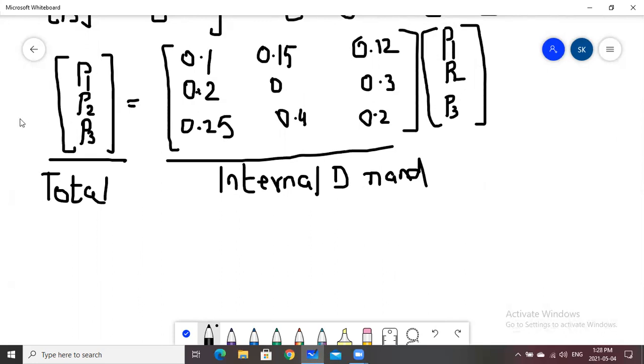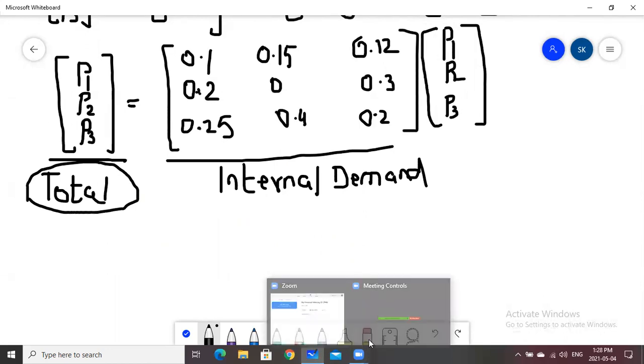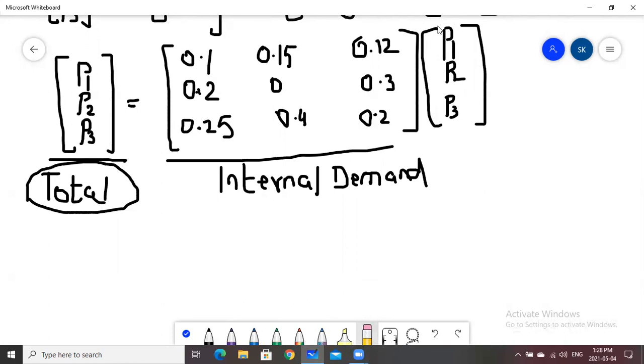We know that when we are studying the total amount of output or product that is produced, it involves both the internal demand as well as the external demand. Now we have all the values of internal demand in this given matrix. For external demand, we will add D1, D2 and D3 units for the three products respectively.